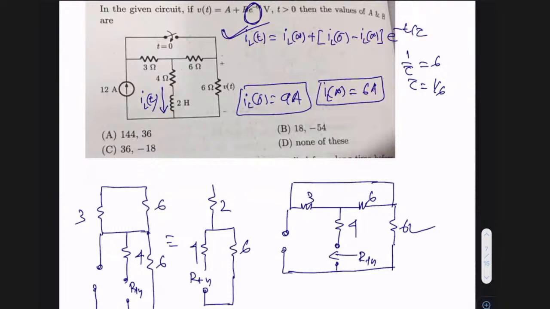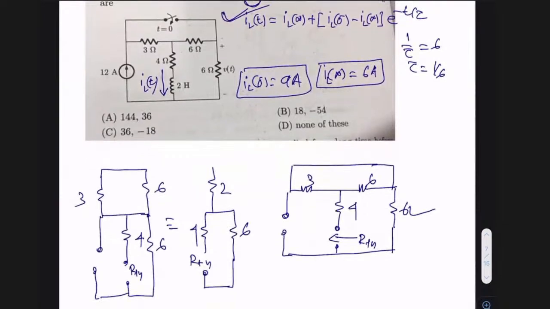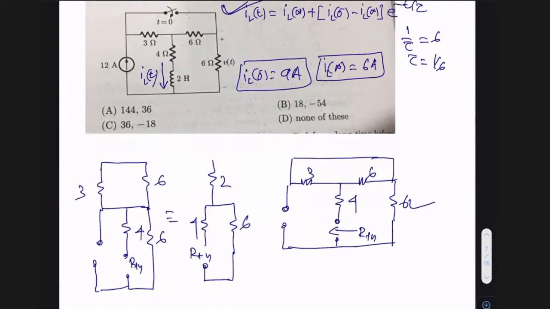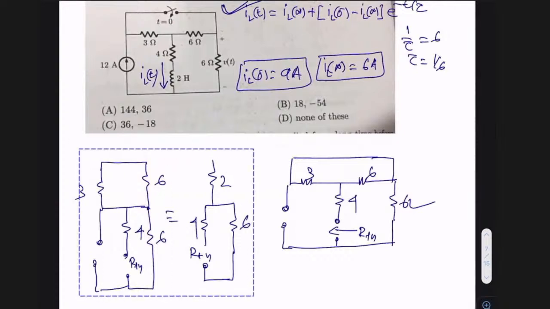Any mistake is happening? One second. Yeah, one second, sorry.